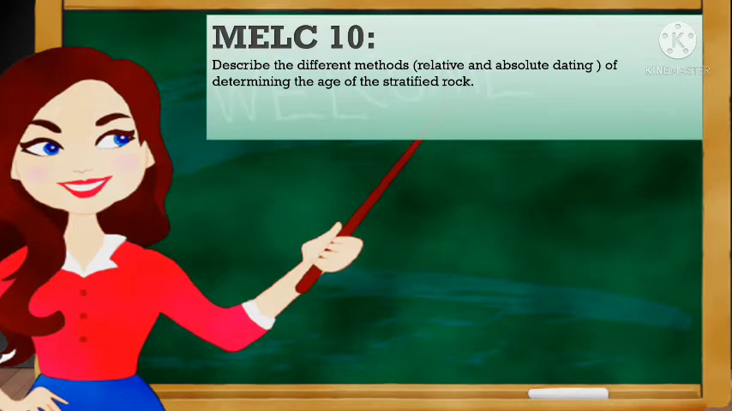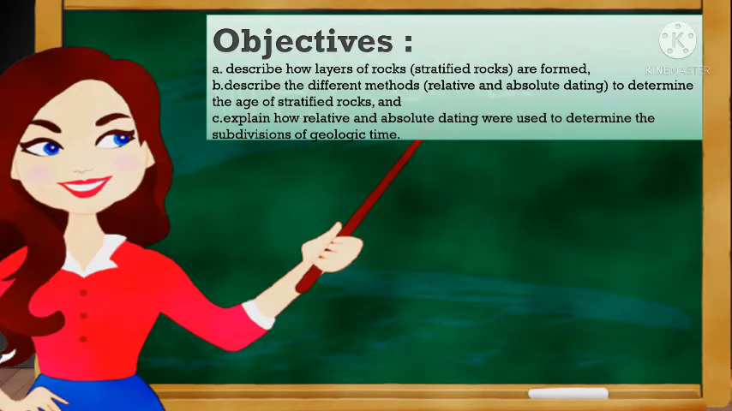Now in lesson 10, which is the relative dating and absolute dating, we are focusing on MELC 10, which is to describe the different methods, the relative and absolute dating of determining the age of the stratified rock. And we are going to inline our discussion with the following objectives.